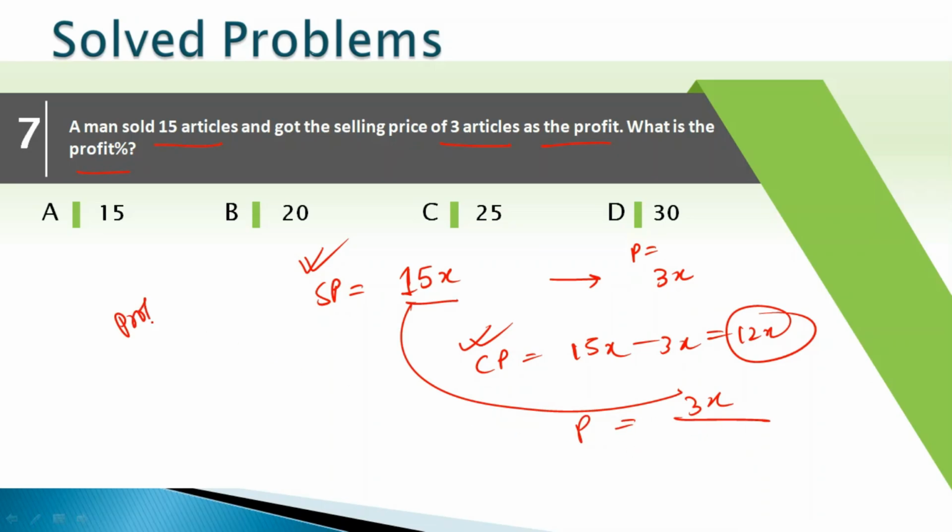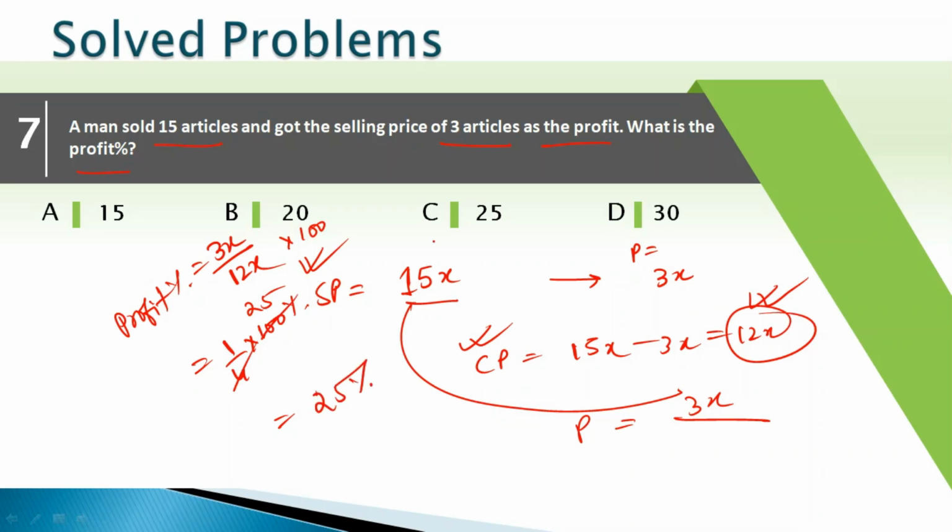प्रॉफिट परसेंटेज कैसे निकालते हो तुम लोग? जितना प्रॉफिट आया है उसके नीचे क्या आता है ना? सीपी आता है ना. सीपी कितना है? 12x आता है, इंटू 100 कर दो भाई. तो ये 1/4 इंटू 100 मतलब 25% होना ना, 25 हो जाएगा. 425 is 100, then you are getting 25% as the answer. So option C is the correct answer.